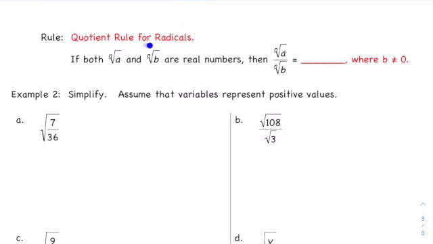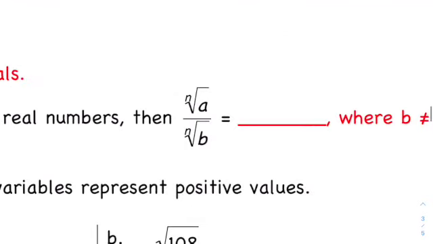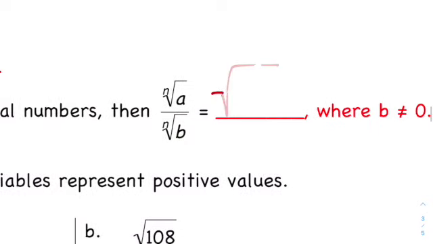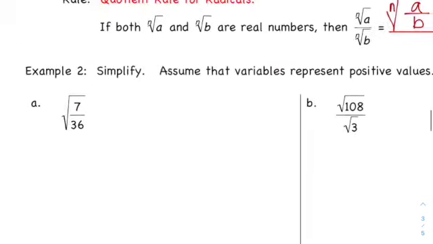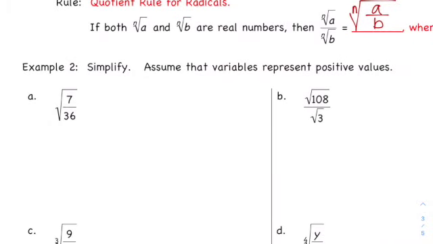Quotient rule for radicals. If both nth root of A and nth root of B are real numbers, then nth root of A over nth root of B is the same thing as the nth root of A over B. For letter A, you can do a couple different ways. They want you to simplify. Assume that variables represent positive values.